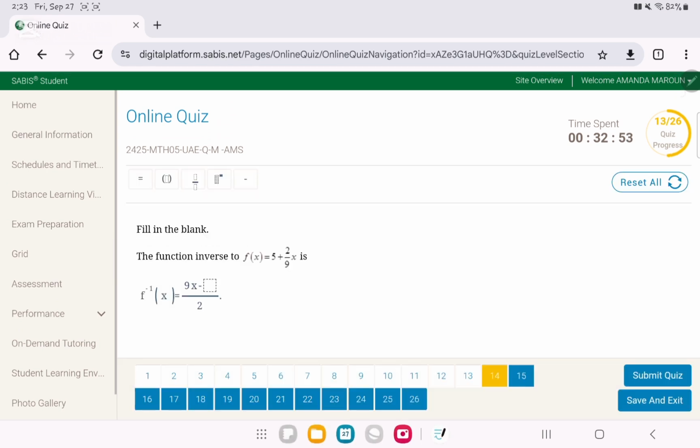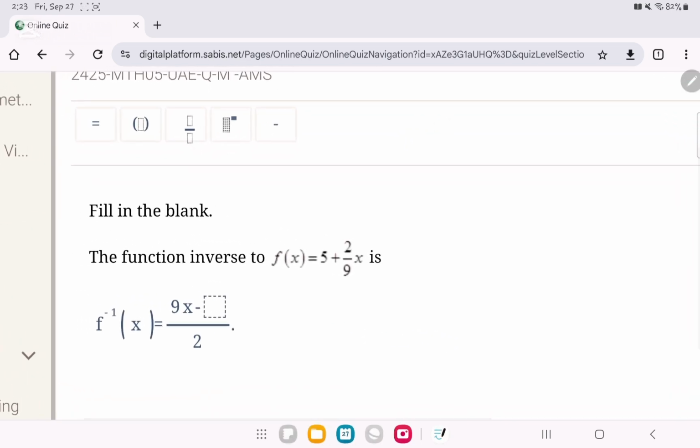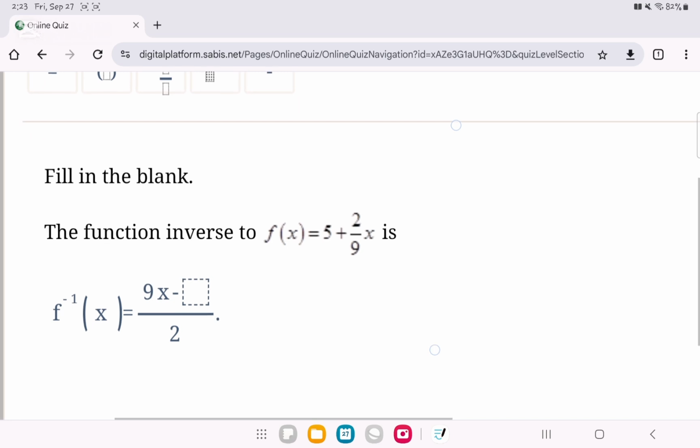Question number 14. The function inverse to f of x is equal to 5 plus 2 over 9x.